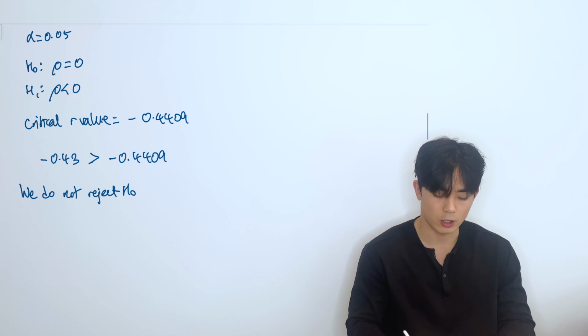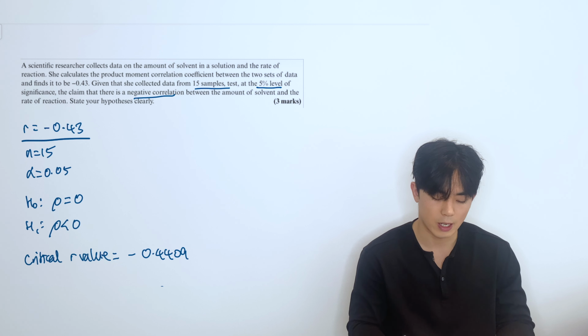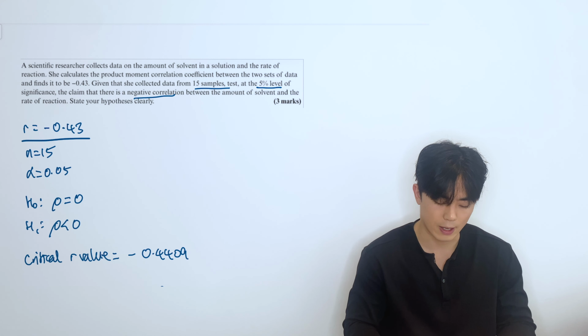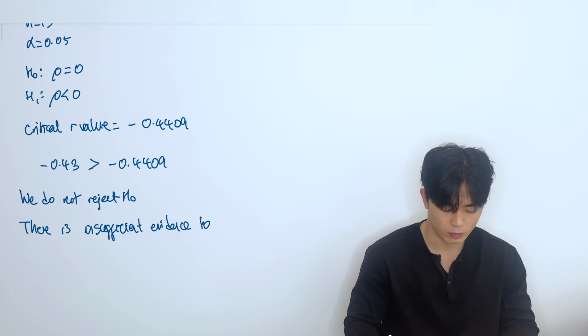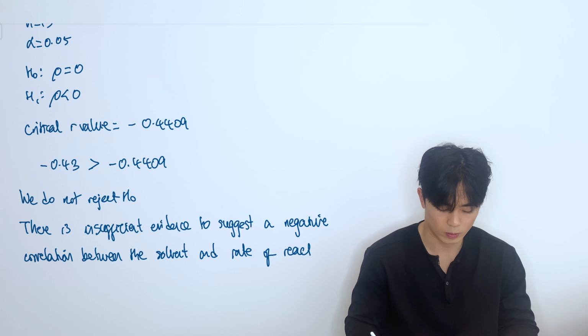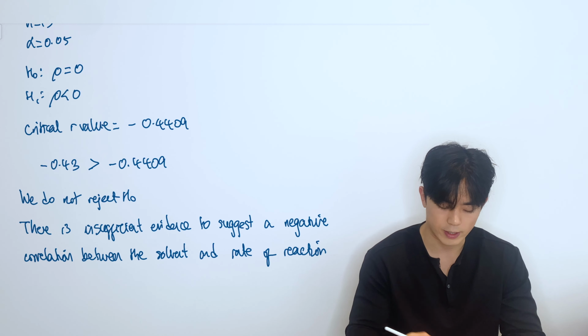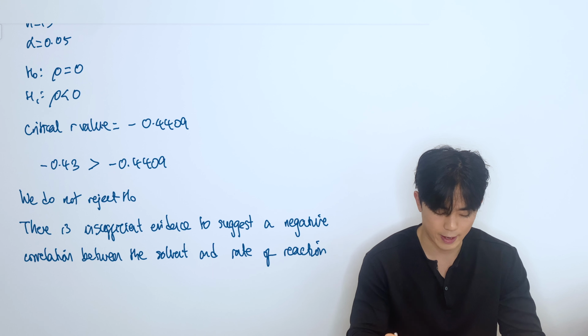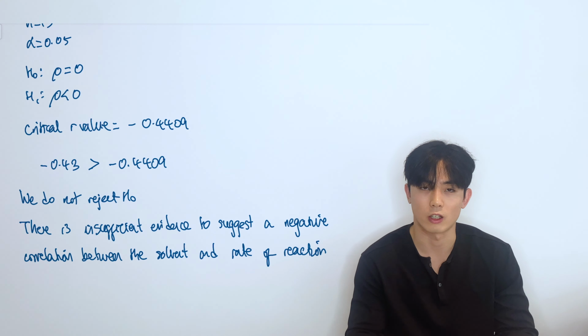So I can now conclude in context of the question. It says what we're testing: we're testing the relationship between the solvent and the rate of reaction. So I can now conclude in the context of the question and suggest that there is insufficient evidence to suggest a negative correlation between the solvent and the rate of reaction, meaning that there's going to be no correlation.